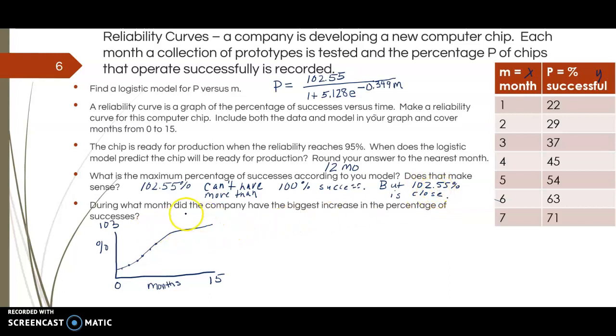Final question. During what month did the company have the biggest increase? So this biggest increase in the percentage of successes is that same idea as fastest growth. And fastest growth in a logistic curve happens at the point of inflection. And we know that the point of inflection happens at half of the K value, which in this case, the limiting value was 102.55.